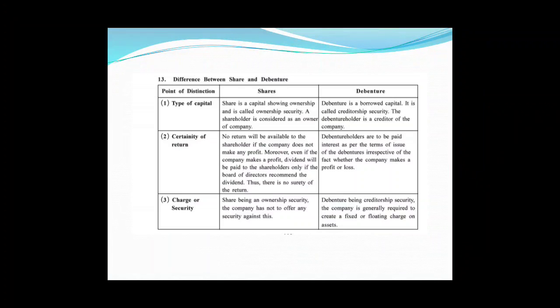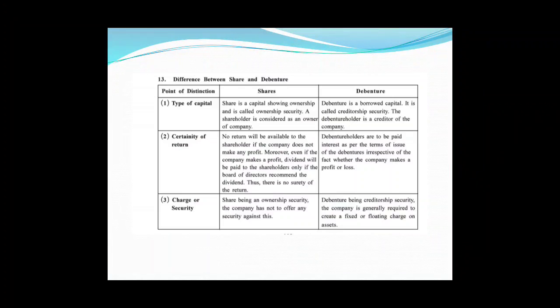the firm. So, certainty of return: no return will be available to the shareholders if the company does not make any profit. Moreover, even if the company makes a profit, dividend will be paid to the shareholders only if the board of directors recommends the dividend. Thus, there is no surety of return. Debenture holders are to be paid interest as per the terms of issue of debenture, irrespective of whether the company makes profit or loss.